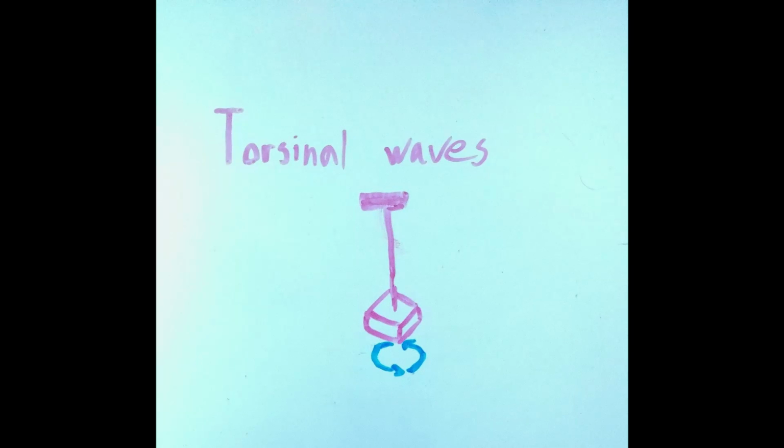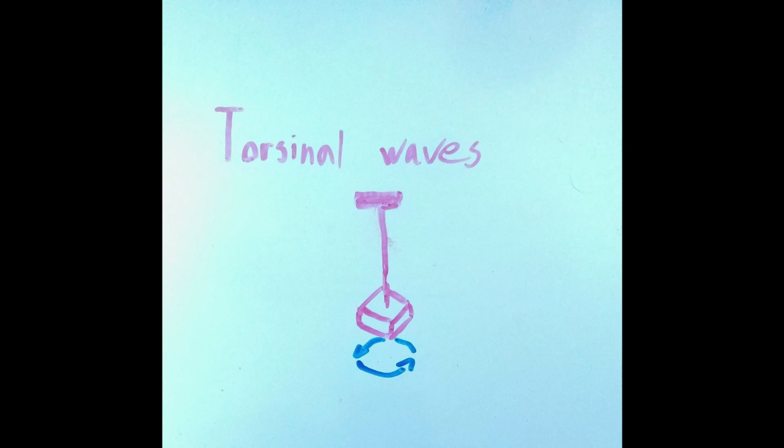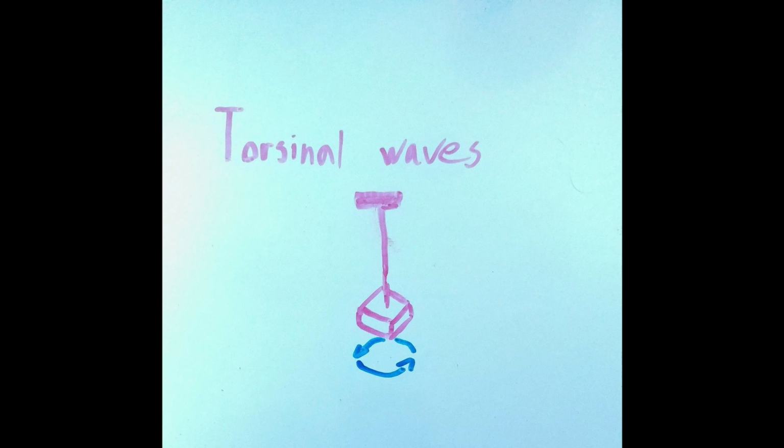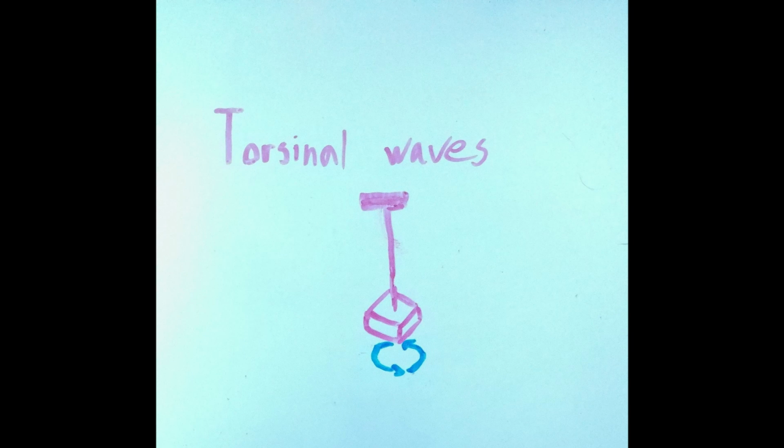Finally, we have torsional waves. This is when the vibration is twisting around the axis. One example is a twisted slinky unraveling itself.